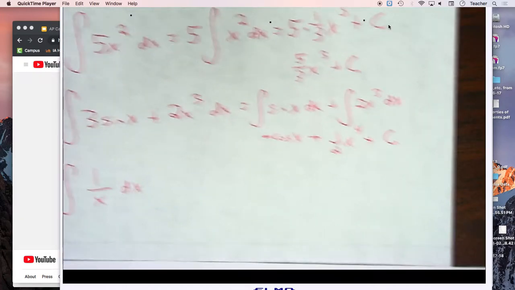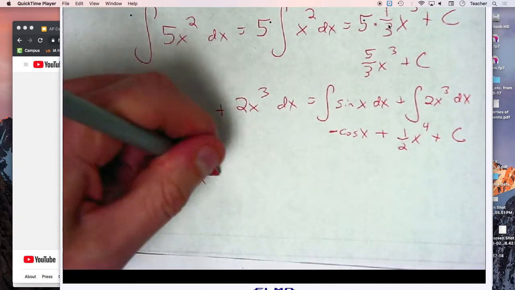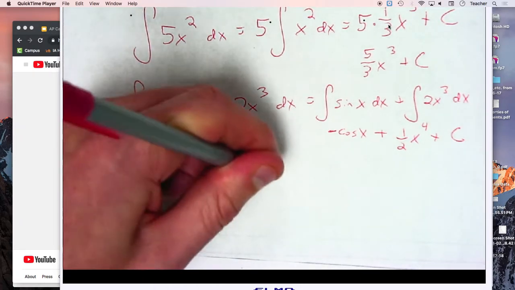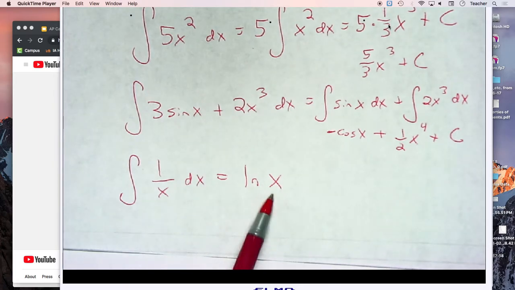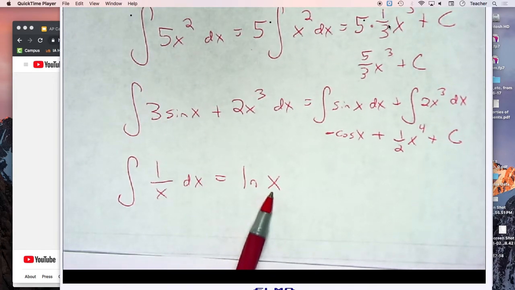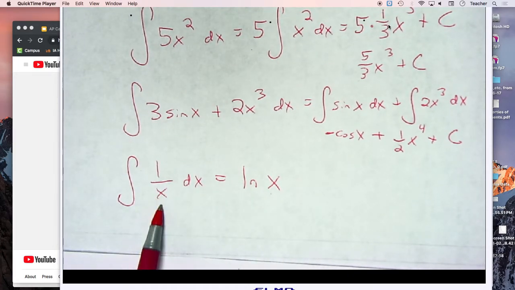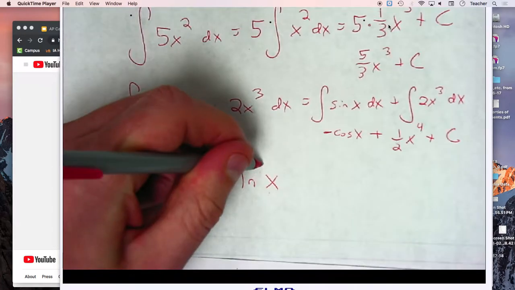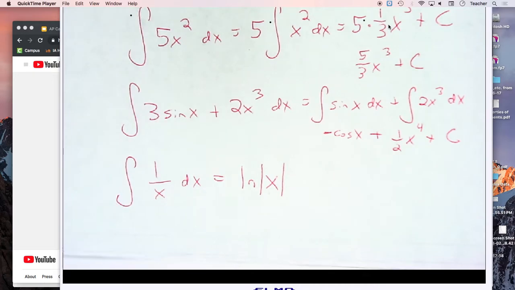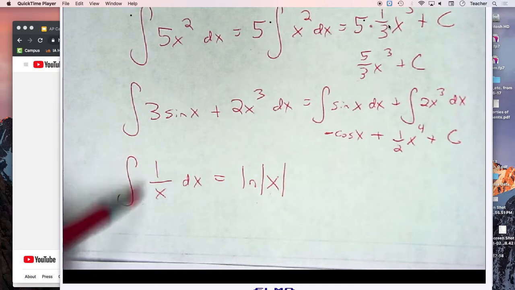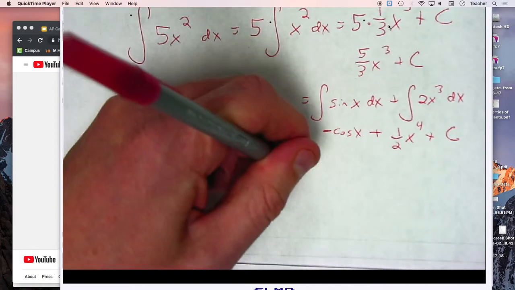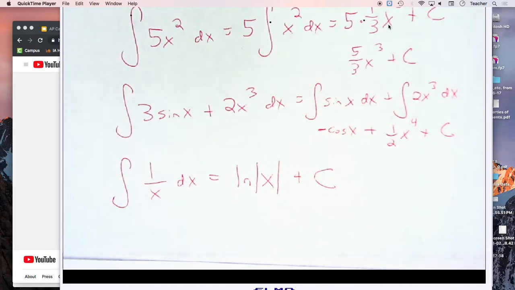Last one: what has a derivative of 1/x? Hopefully that jumps into your head. It's ln of x. The one catch is that with ln of x you can't plug in negatives or 0. This you can't plug 0 into, but negatives work just fine here. We're not going to get into the details, but whenever you take the antiderivative of 1/x, you always want to put absolute value bars around the x. That makes sure the domains of the two functions match up. And we'll just put plus c here.